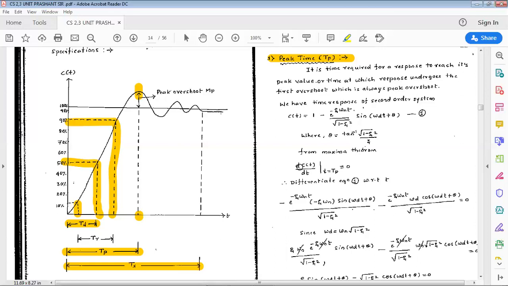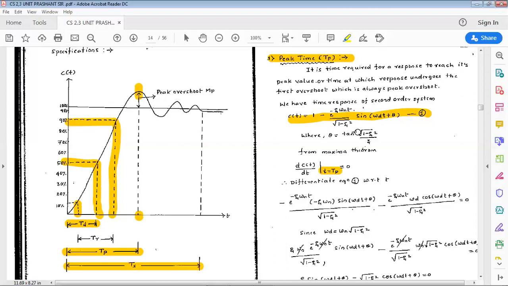For the maxima theorem, we have the concept of maximum value, right? That is, the differentiation of a particular variable at its peak value results in 0. Similarly, we have d by dt of c of t at t equal to tp is equal to 0. So differentiate equation number 1 with respect to t. Now here, the differentiation of 1 will be 0.